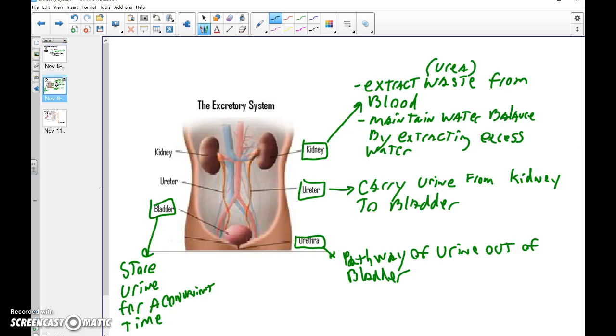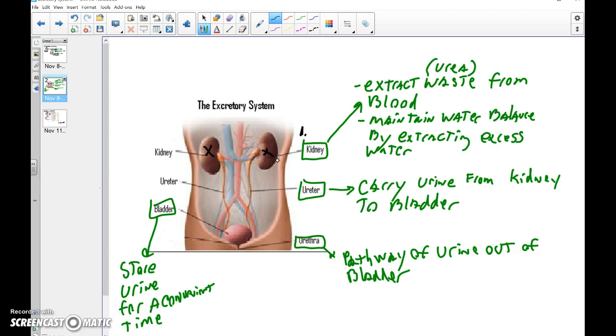So the excretory system is a little more simplistic than the digestive system was. There's not as many organs involved, but you have the basics. So over here, you have the kidney, and you notice that there's actually two kidneys, all right? It's one of those body systems that's duplicated.